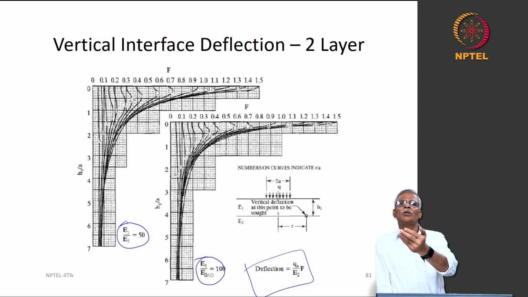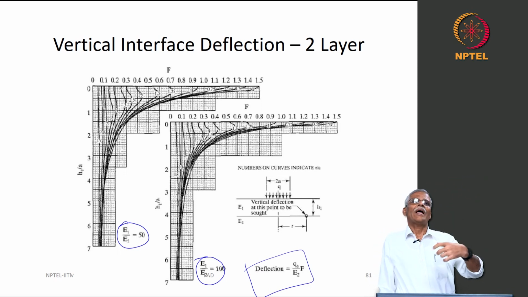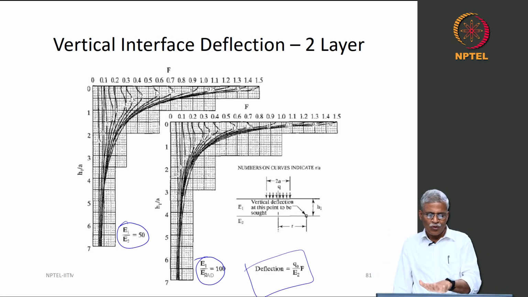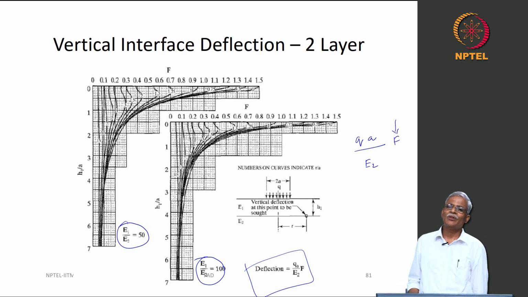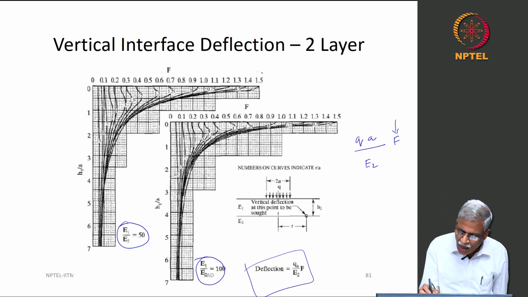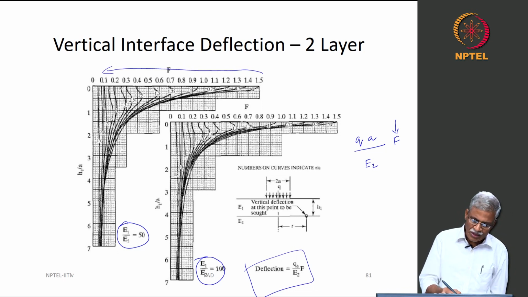I introduce the student to the chart because it gives them the big picture of how this actually evolved. When you see this, you get a feel of how the deflections will vary. Because what it means is Q is constant, A is constant for any given problem, and the only thing that is variable is F. F depends on your R by A and H by A, and you will be able to see how, as R by A varies and H by A varies, the deflection keeps reducing.